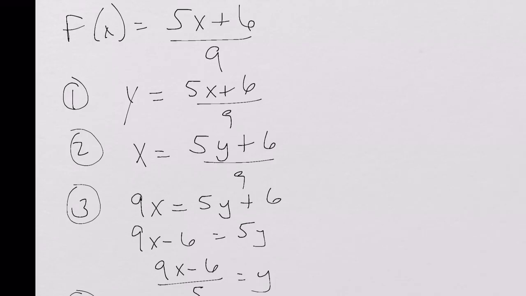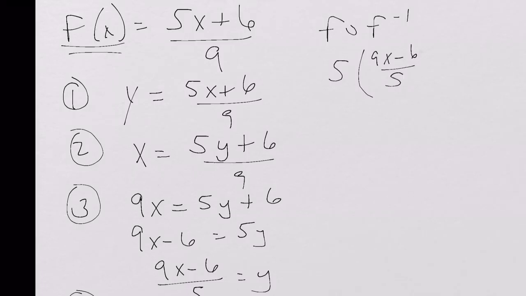So let's compose f and f inverse. Wherever I see an x in my original function, I'm going to put that (9x minus 6) over 5. So I have (5 times (9x minus 6) over 5, plus 6, sorry, plus 6) over 9. So here's my original function, and instead of putting x, I put my inverse function, which we found to be (9x minus 6) over 5.